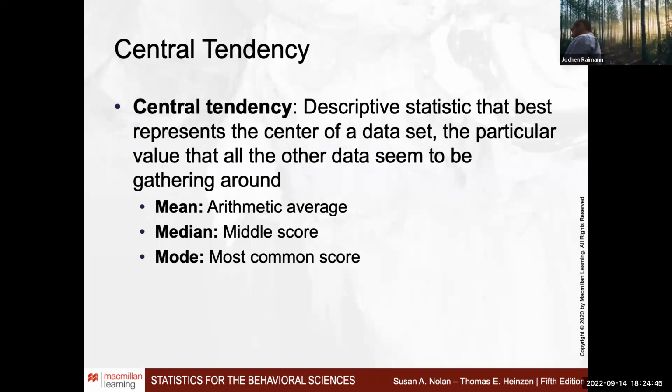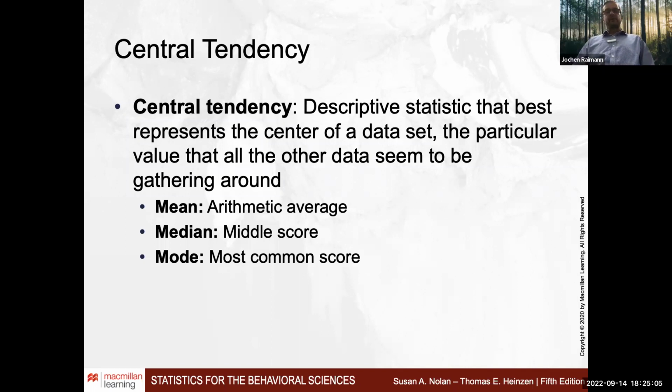Three markers of central tendency we will discuss. They're not the only ones, but they're the three most common ones. We have the arithmetic mean, the median, and the mode. For the mean, we're only talking about the arithmetic average. There's also a geometric average, so there are different ways to approach this data.